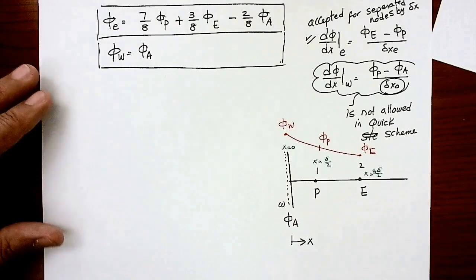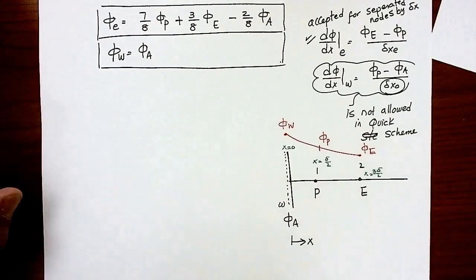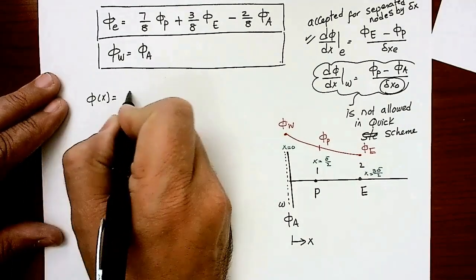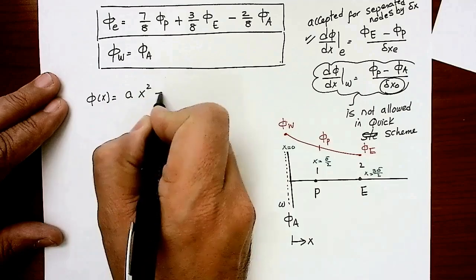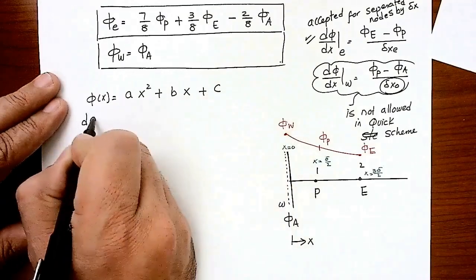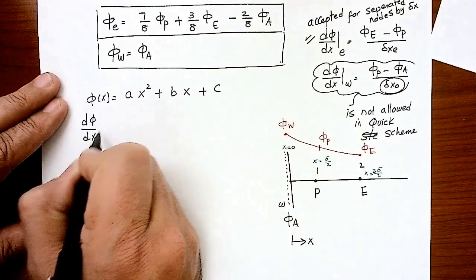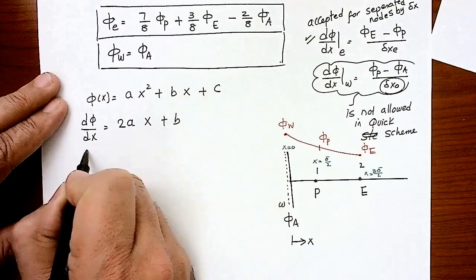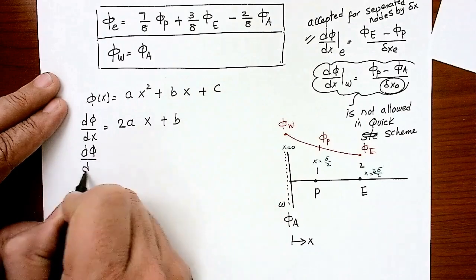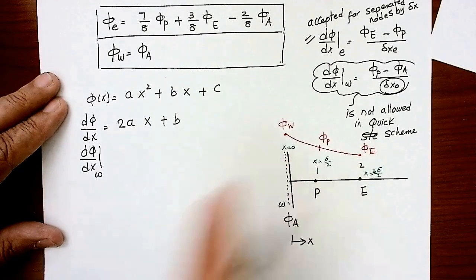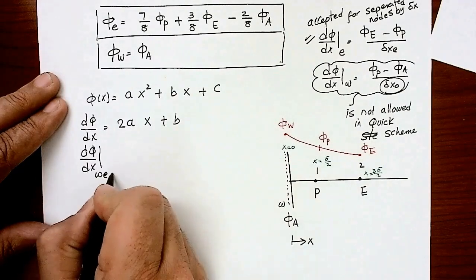And go back to the way that we developed the original quadratic equation, that phi as a function of x is equal to a x squared plus b x plus c. If I take the derivative d phi by dx, what are you going to get? I'm going to get 2ax plus b. Now I want to get the derivative at the west face. What is the x coordinate for the west face? It is 0. So this is at x equals 0.